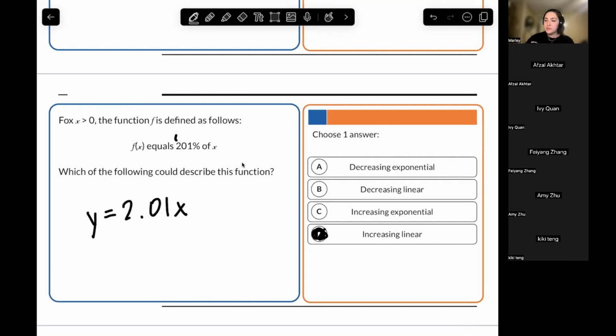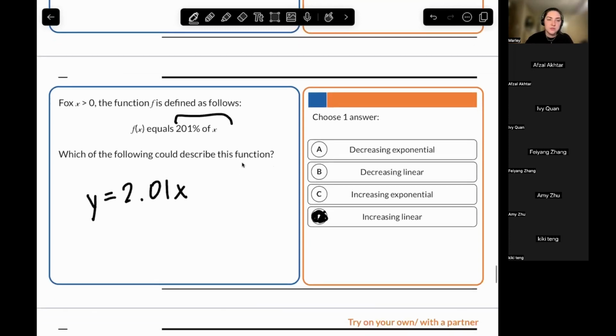So when we are dealing with percent, we just want to make sure, okay, is it increasing the same amount every single time? Yes. Or is it different? So that's why it would be increasing linear for this, which seems kind of weird, but that would be the answer for this one.